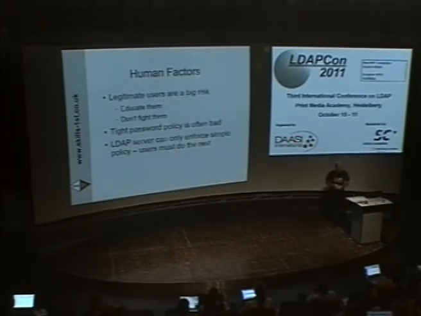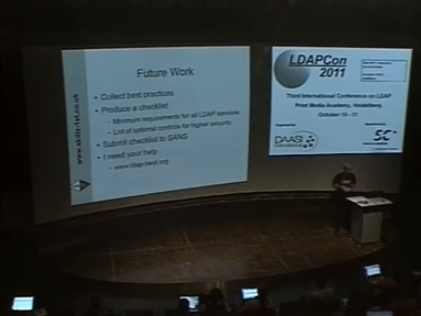And finally, I come back to human factors. Your legitimate users, the real ones, your friends, they are the biggest risk. The second biggest risk is their desktop machine. That's where most of the bad stuff happens. So educate them, don't fight them. Keep them on your side. And remember that the LDAP server can only enforce policies on things that it can see. Other applications have a broader view and maybe should enforce more policies.